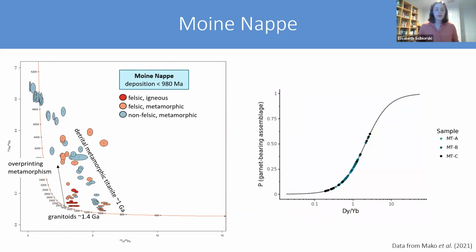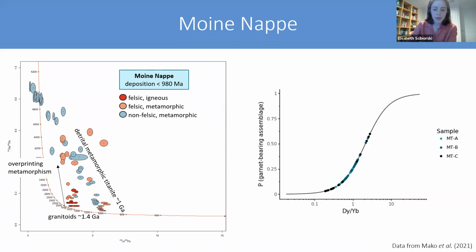And actually, if we look at the logistic regression for the garnet signature in titanite, again, most of the titanites from all three samples probably crystallized in garnet-free assemblages. This is interesting because samples MTA and MTB both contain garnet as part of the metamorphic assemblage, but we don't see evidence of the garnet crystallization signature in the titanite. So this is just another independent line of evidence, in addition to the geochronology, that supports a detrital origin for the titanite in these samples.